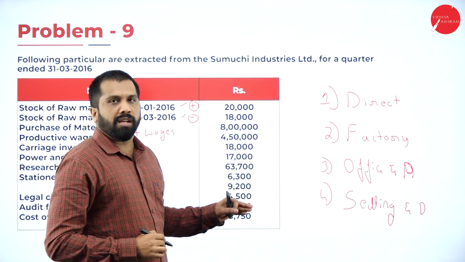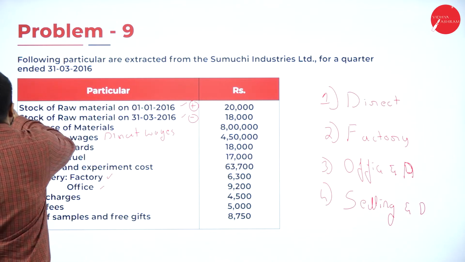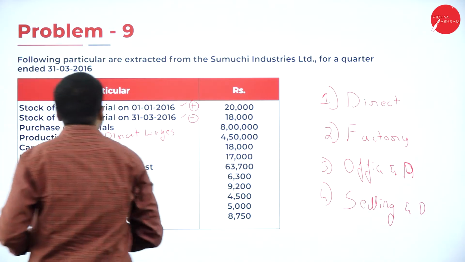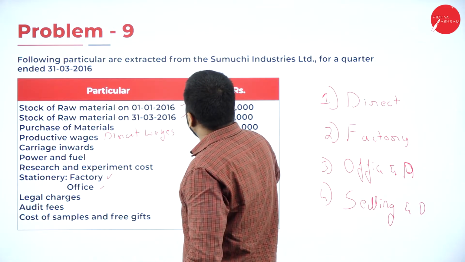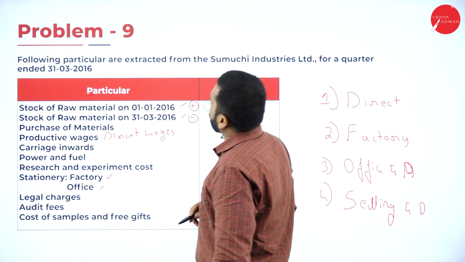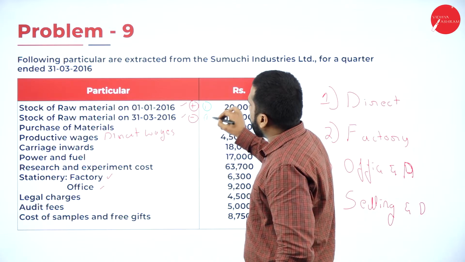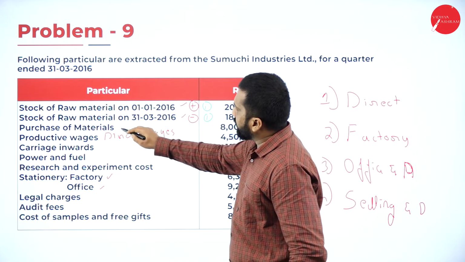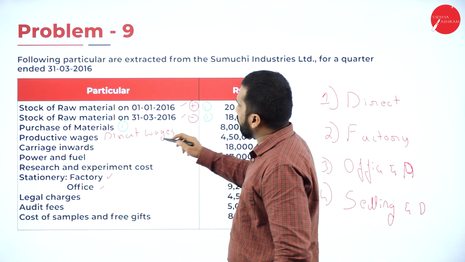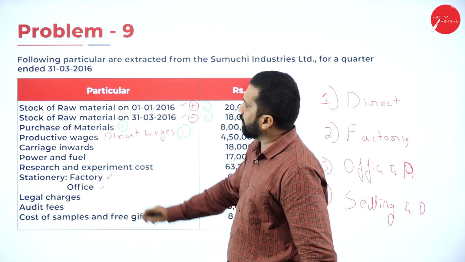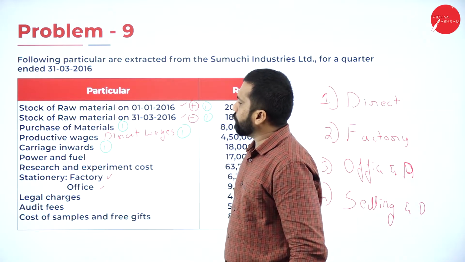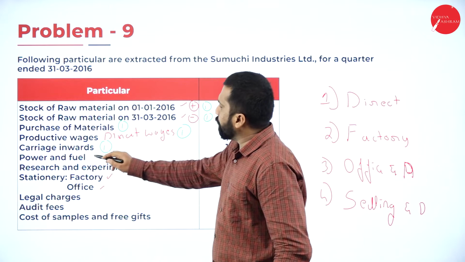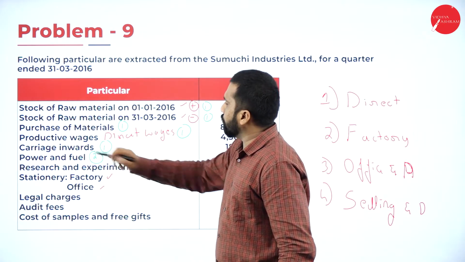So 1, 2, 3, 4. I'll bifurcate everything now. You know already. Stock of raw material 1. Closing stock of raw material 1. Purchase of material 1. Productive wages, direct wages 1. Carriage inward 1. Power and fuel, it will go to 2.